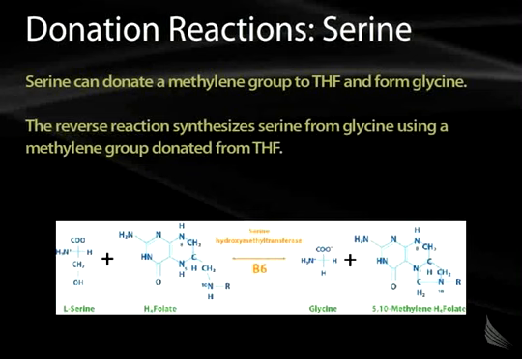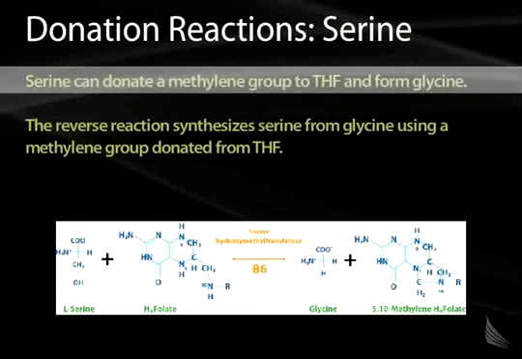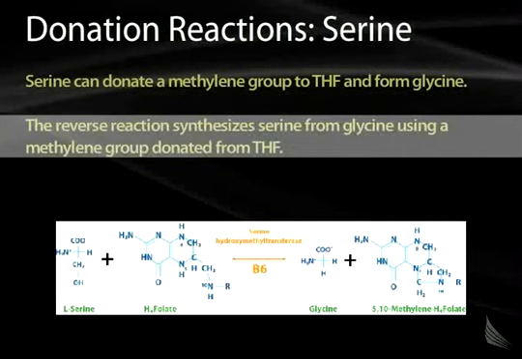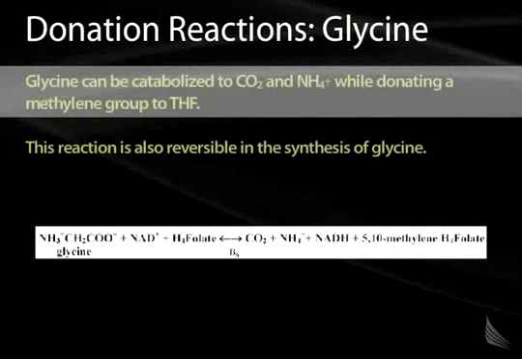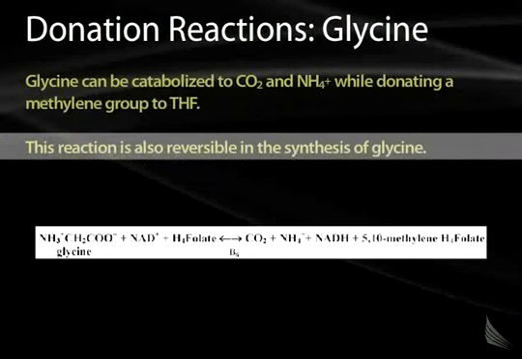Here's an example of a donation reaction to tetrahydrofolate. In the degradation of serine, serine can donate a methylene group to tetrahydrofolate, and that leaves glycine, and then this tetrahydrofolate containing a methylene group. The glycine then can be further catabolized to carbon dioxide and ammonium while donating another methylene group to tetrahydrofolate. So in this process, we can completely degrade serine to glycine and then to carbon dioxide and ammonia, completely degrading those amino acids. Now, this is also reversible.